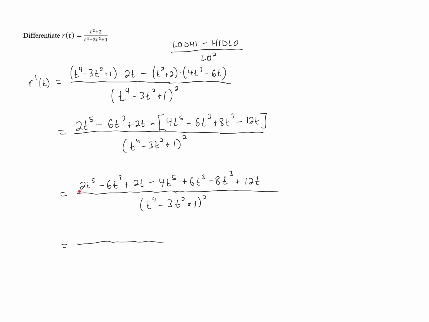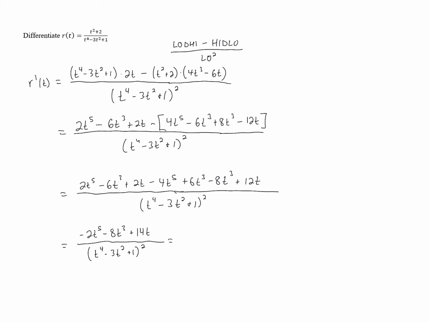The t to the fifths, 2t to the fifth minus 4t to the fifth, is going to be negative 2t to the fifth. When we look at the t cubes, the negative 6t cubed and the positive 6t cubed cancel, and we're just left with that minus 8t cubed. And then the t terms that we have, we've got 2t plus 12t, which should give us 14t. And this is all over t to the fourth minus 3t squared plus 1, quantity squared.